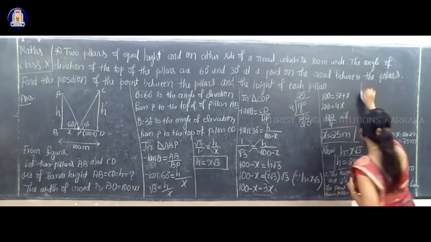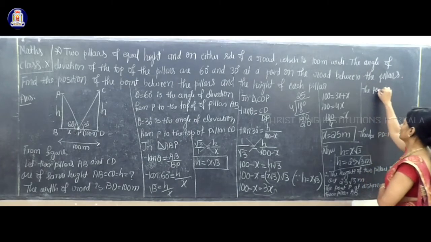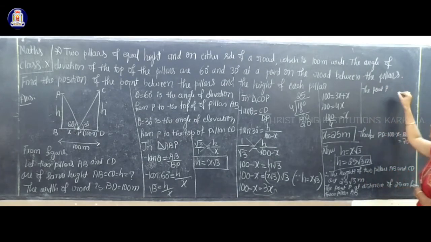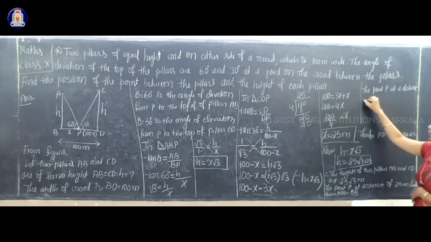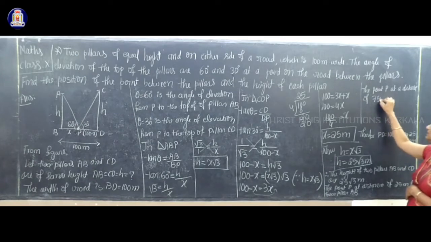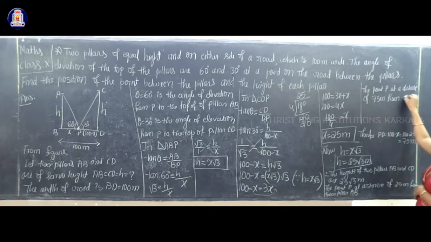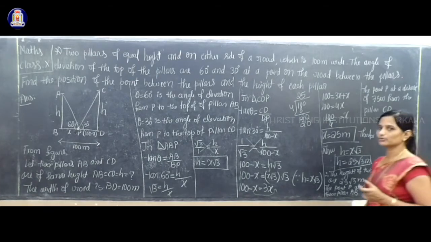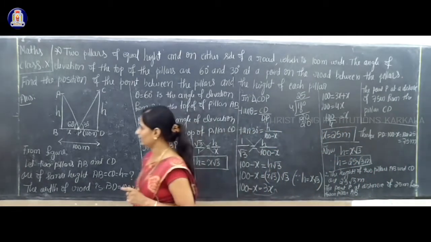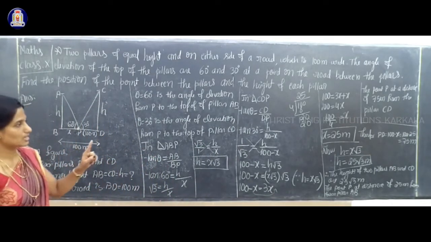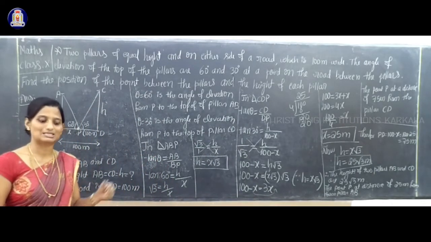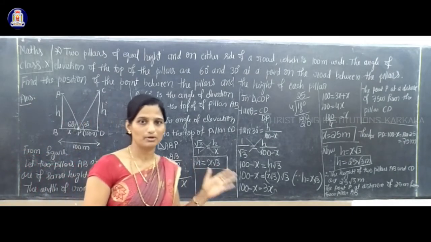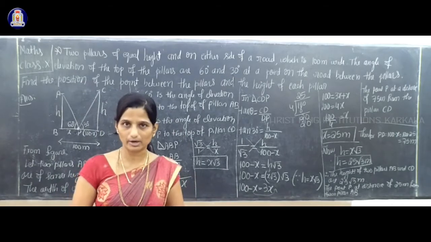Now next, the point P is at a distance of how much here? It is 75 meter from the pillar CD, that means from the second pillar at a distance of 75 meter, and from the first pillar at a distance of 25 meter, and the height of those two pillars is equal to 25 root 3 meter. Same type of questions we solved in your previous class, and it is important for 4 or 5 marks.